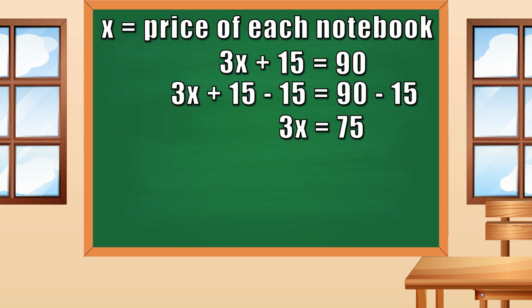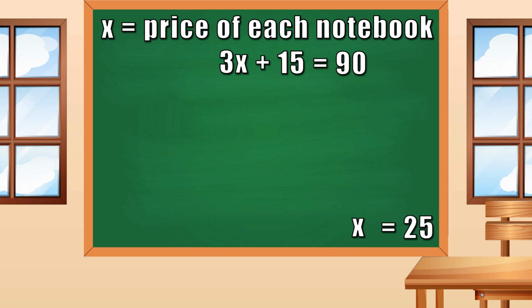In order to eliminate the coefficient, we can divide both sides by 3. So 3x divided by 3 is x, and 75 divided by 3 is 25. That means each notebook costs 25 pesos.